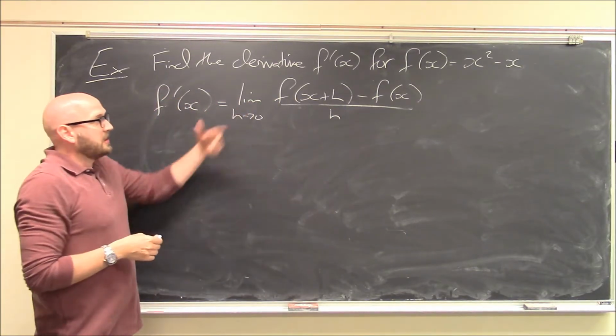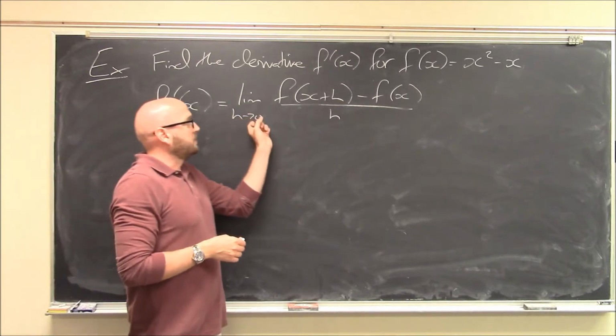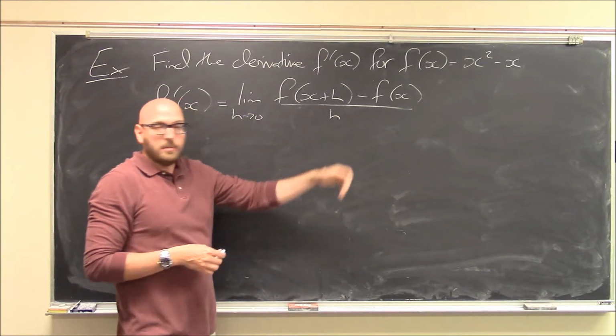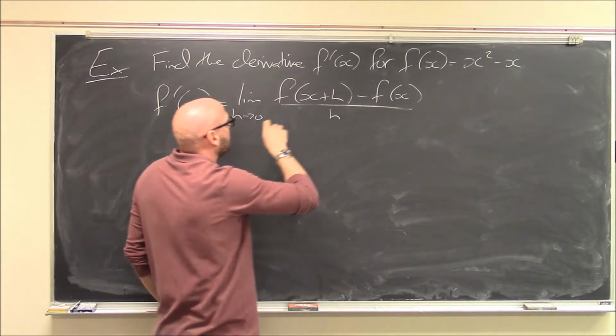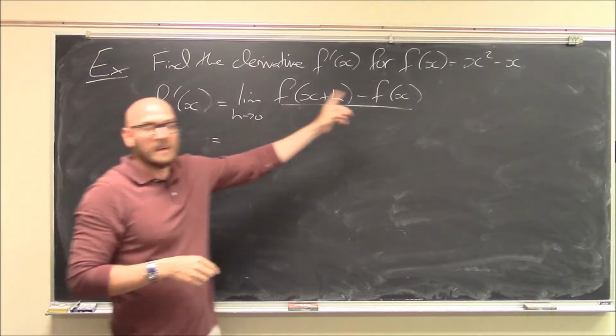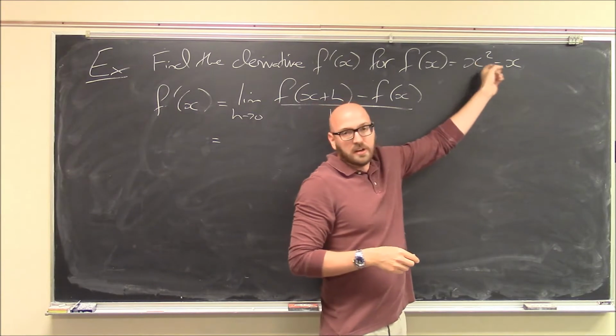We've been working with limits like this for quite a while. I, of course, can't just plug in h equals 0 straight away because I divide by 0. I'm going to have to do some work here. But let's figure out what these expressions actually are. So for us, f of x plus h, everywhere I see x, I plug in x plus h.